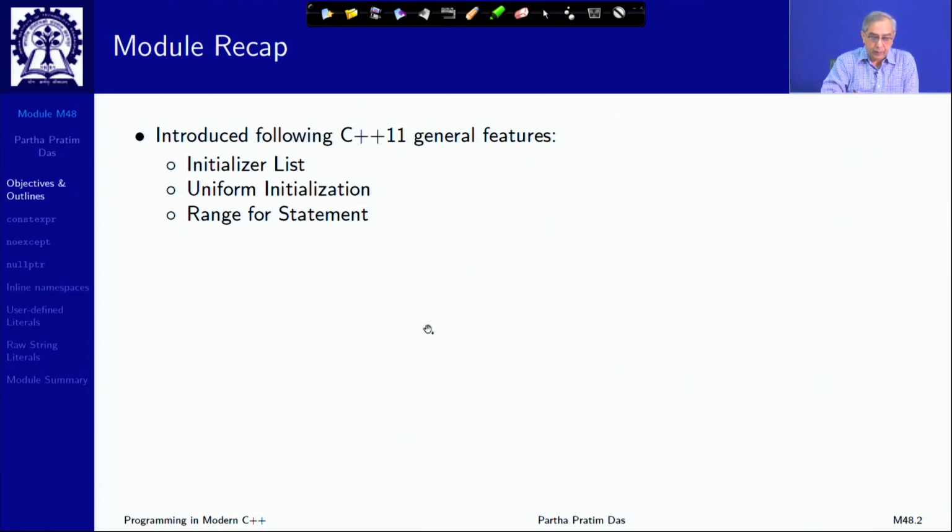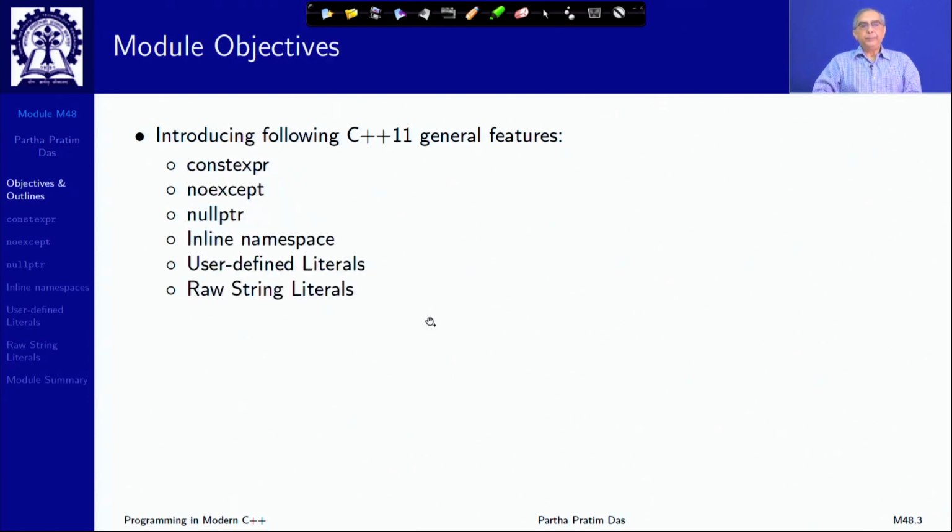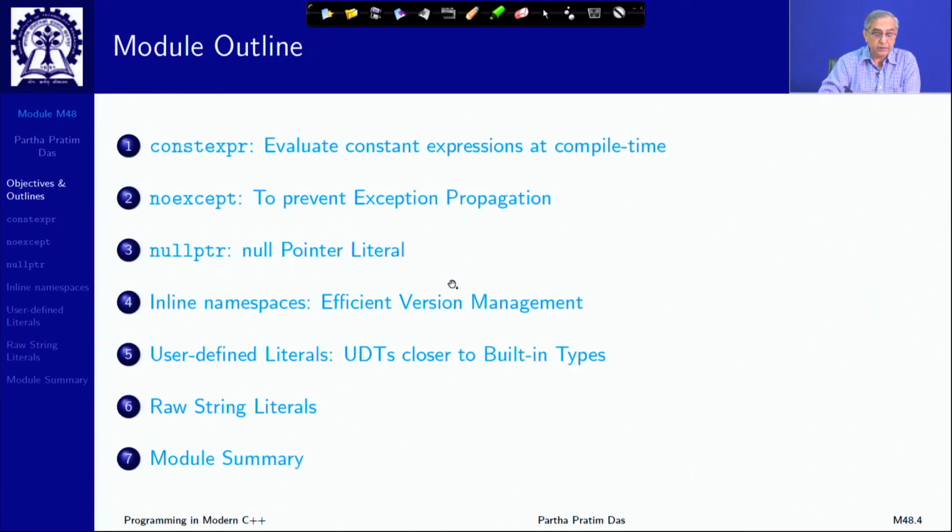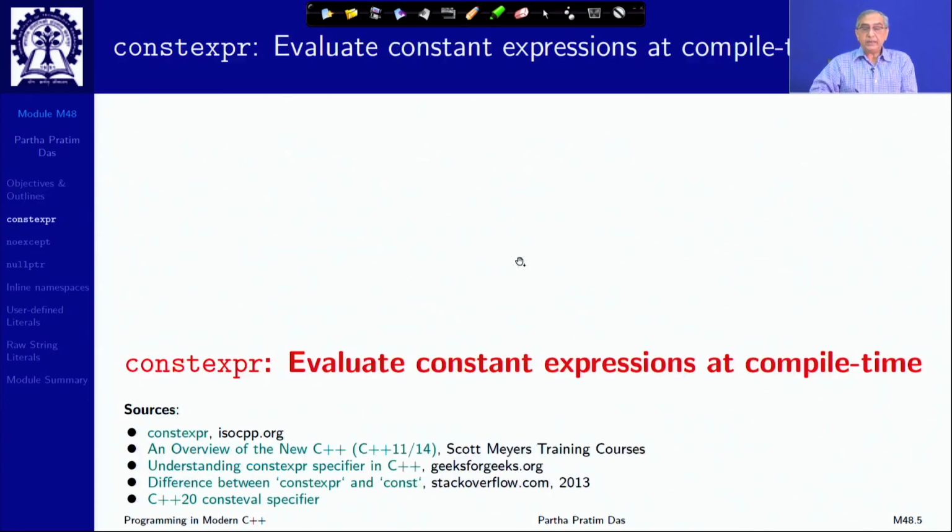statement. We will continue on these and introduce several other general features of C++ 11, which are on one side for convenience, for safety, for efficiency, and as well as will become important for the later important features. So, these are the 6 features that we are going to talk about in this module. This will be our outline naturally, which will be available on the left. So, let us start with const expression.